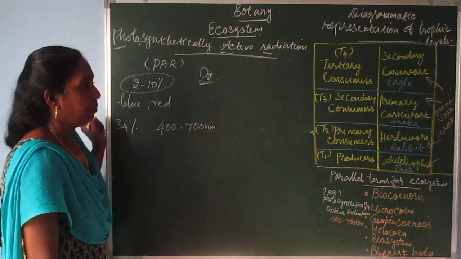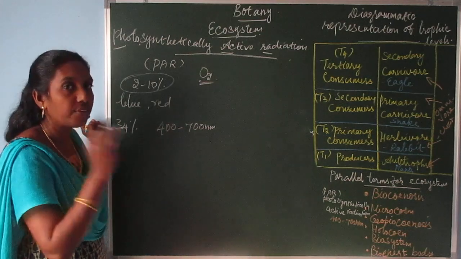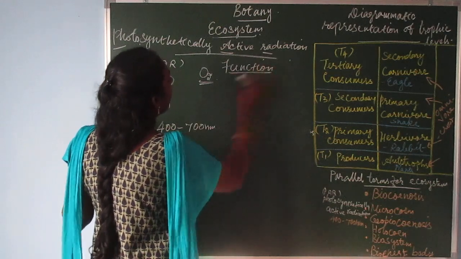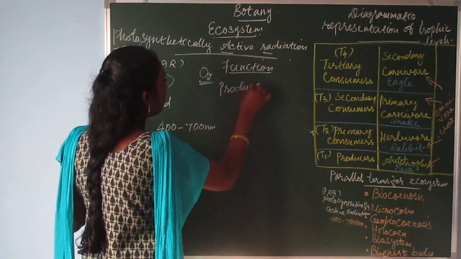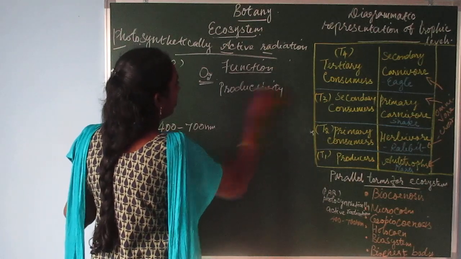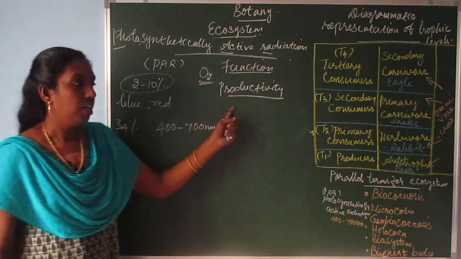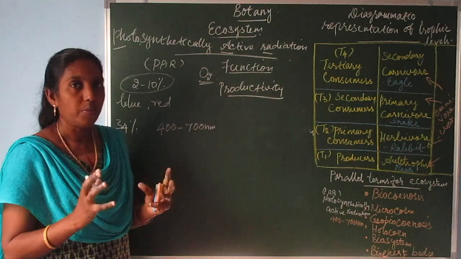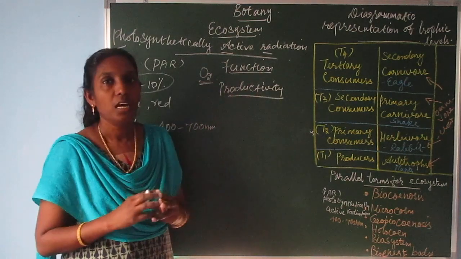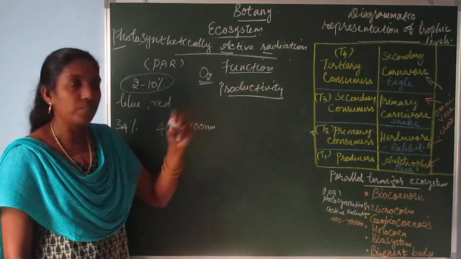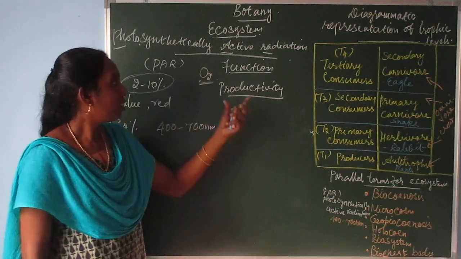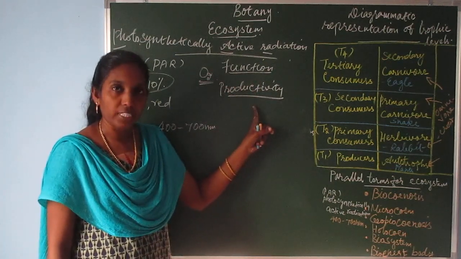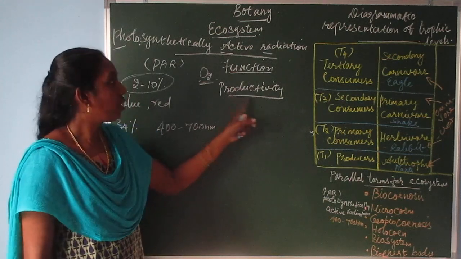Now, productivity of an ecosystem. Among the functions of the ecosystem, the main function is productivity. What is meant by productivity? That is the rate of biomass production. The total amount of biomass production per unit area is called productivity. What is meant by productivity? The rate of biomass production per unit area is called productivity.